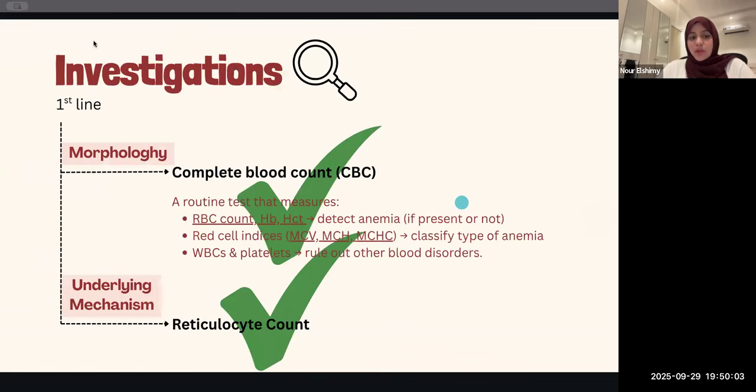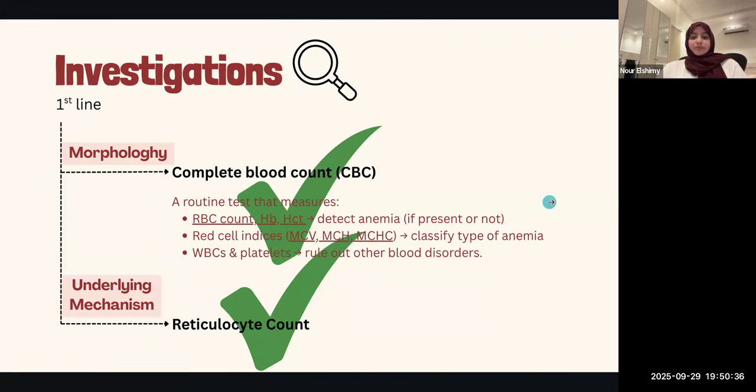Okay. With this, we are done with the investigations we are supposed to do in order to classify anemia. We talked about the morphology and the CBC, where we can classify anemia based on morphology, or appearance under the microscope, or based on size or hemoglobin content. We talked about the underlying mechanism, which is basically the cause of anemia, what's causing it, where we look at the reticulocyte counts, or the precursors of red blood cells, to see if the bone marrow is producing too much or less than normal. Okay?